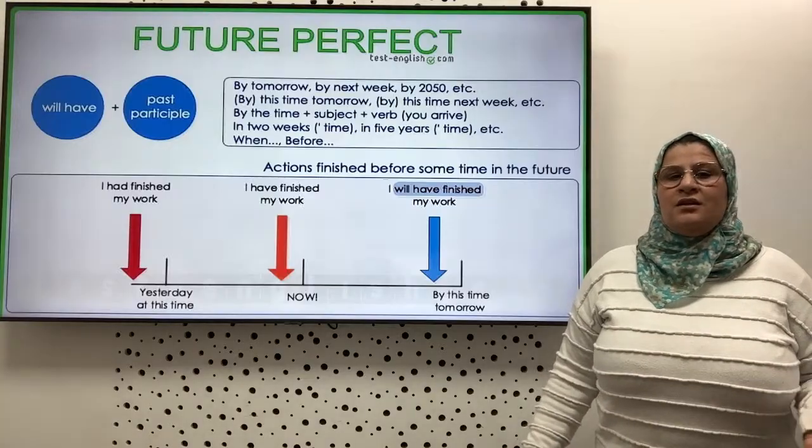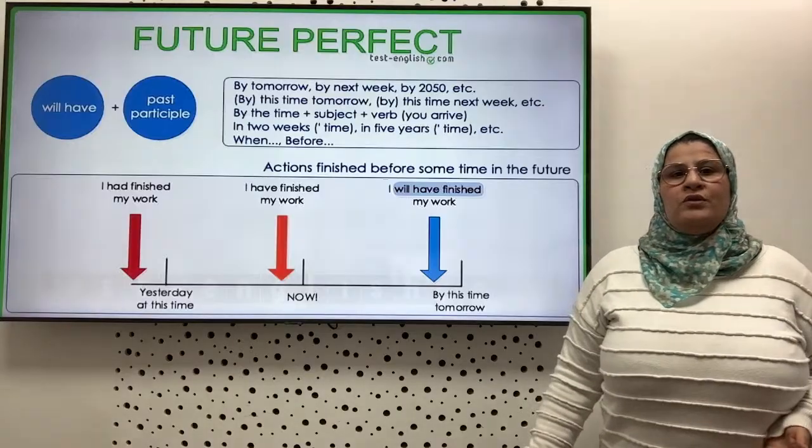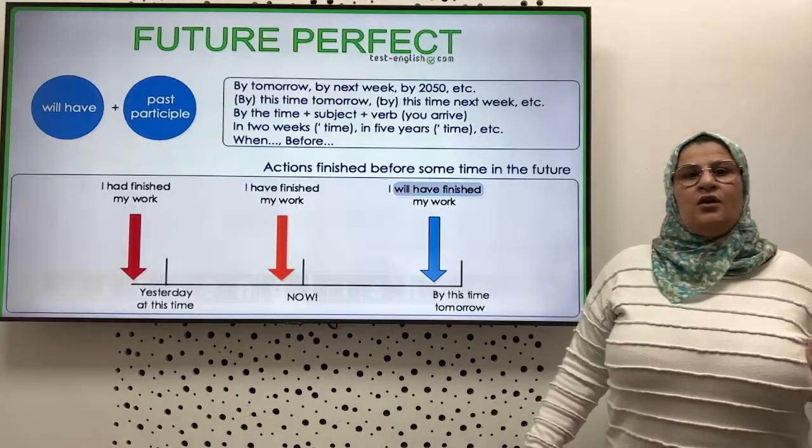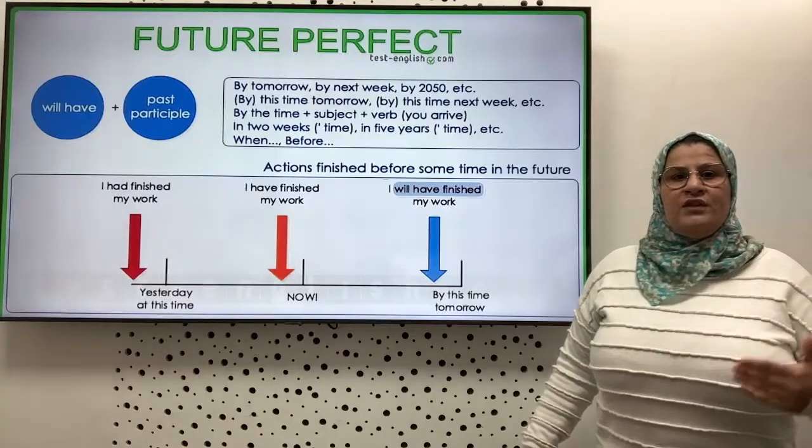Okay, so we can say here is an action finished before some time in the future. So when we say I had finished my work, we're talking about an action that happened yesterday at this time.